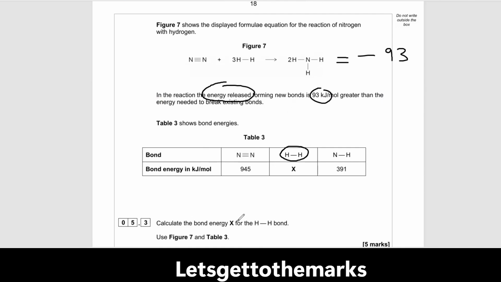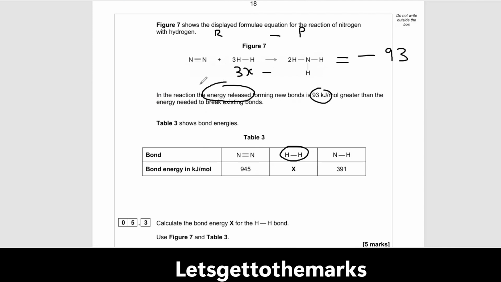Calculate the bond energy X for the H-H bond. All you have to do normally to work this out is do the reactants, which are over here, minus the products. So all I'm going to do is work out the numbers here. Obviously, I don't know this, so I'm going to leave this as 3x. I turn this arrow into a minus, use that number equals minus 93, rearrange, solve, boom, 5 marks.